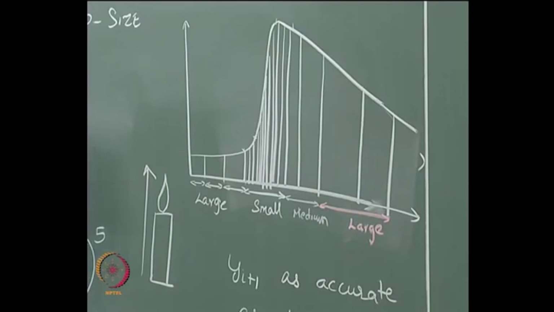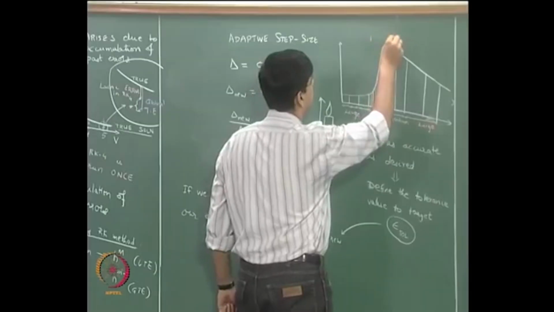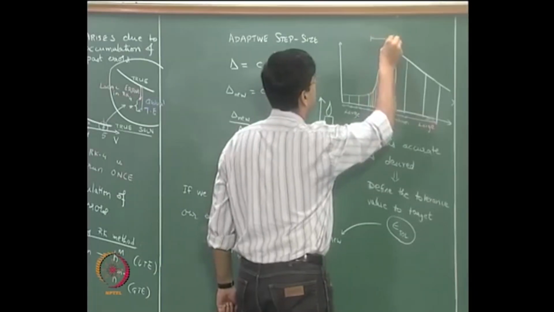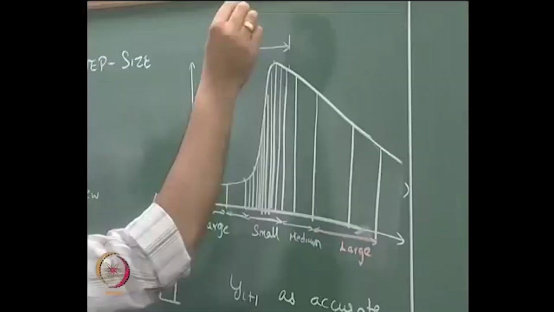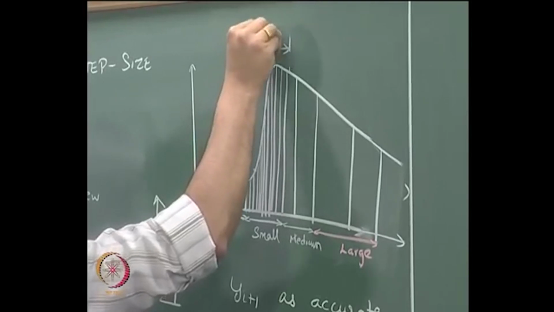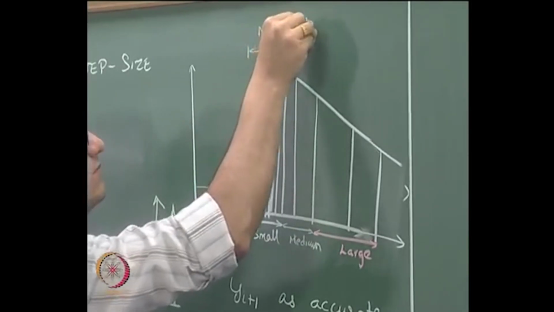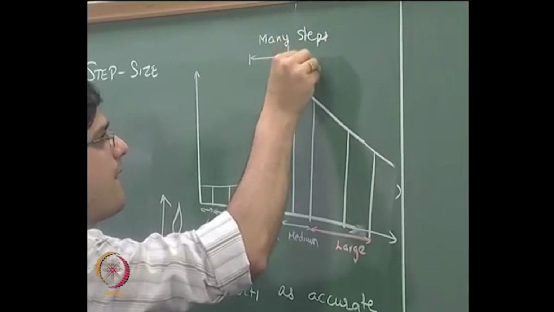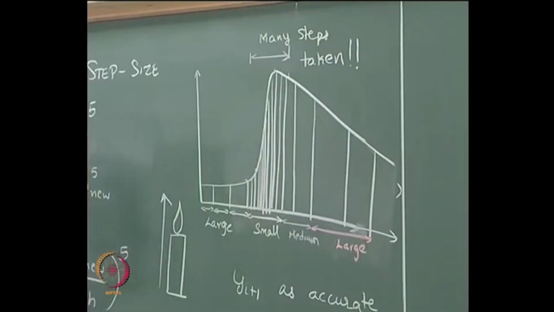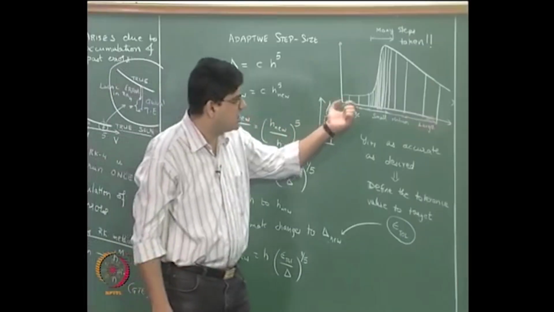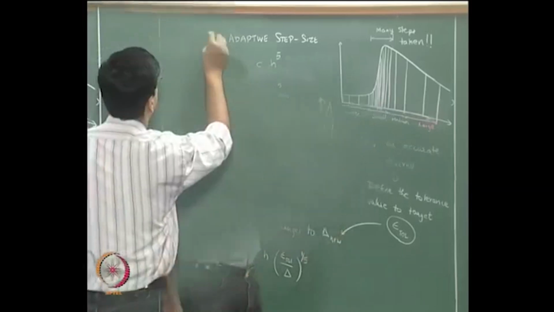So what happens is, in the region where the gradients are changing quite rapidly, you have many more steps taken. And this is what the adaptive step sizing method is going to do for our system. So that is essentially about the adaptive step sizing.